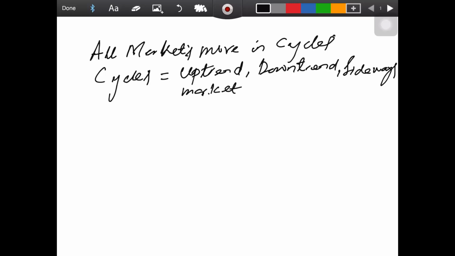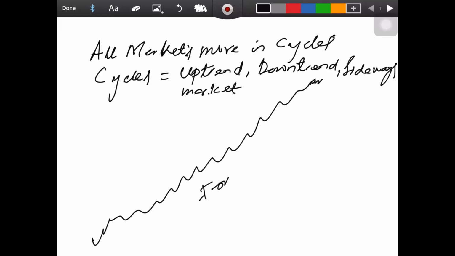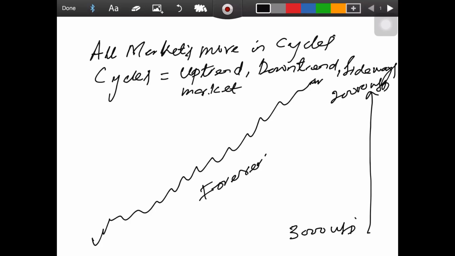Now, what does it mean by all markets move in cycles? It simply means that the market cannot keep going up forever. It's not possible, and this is one of the traps that newbies and inexperienced traders and investors fall into. You saw Bitcoin moving from 3,000 USD to 20,000 USD, and you were still buying. If you were still buying at 15,000, 20,000, you were just not a smart technical analyst. If you knew what technical analysis was, then you would have been wise.